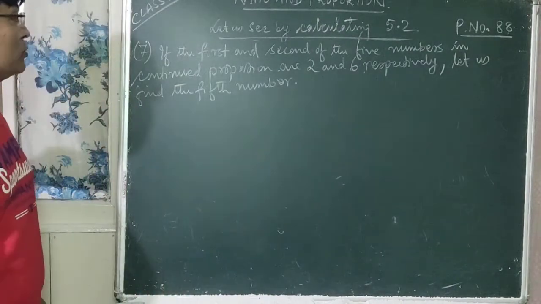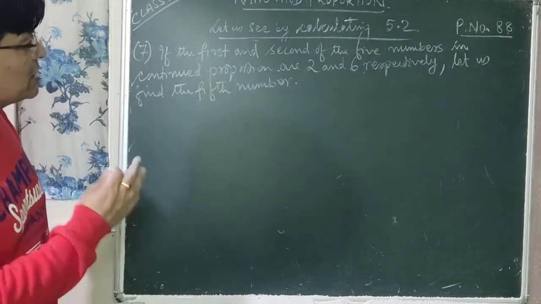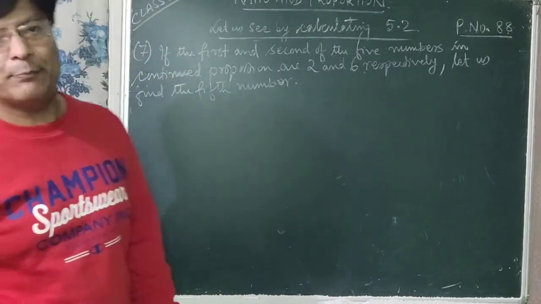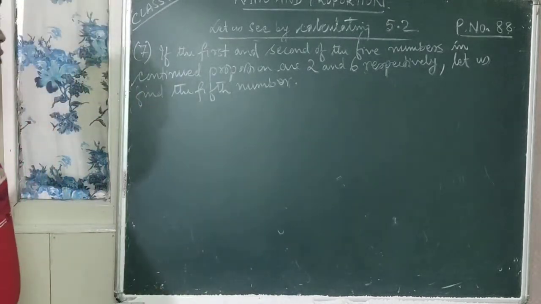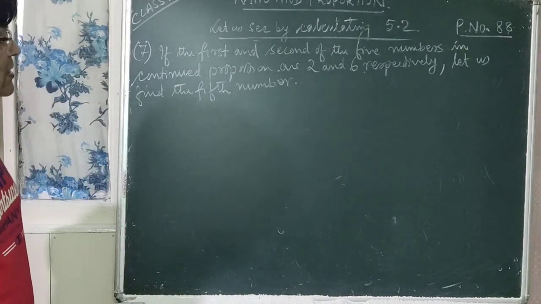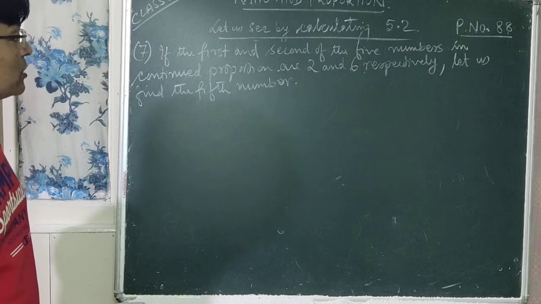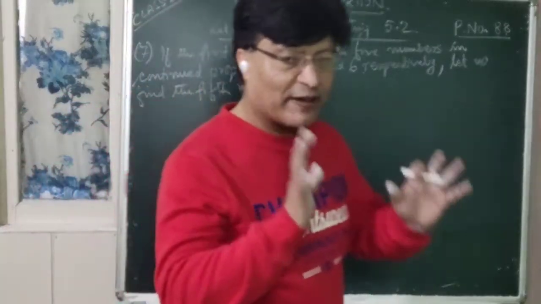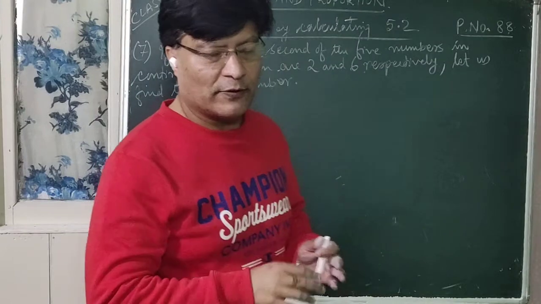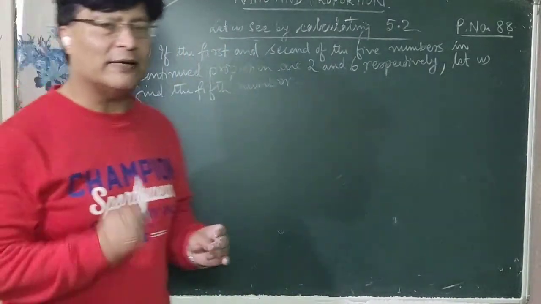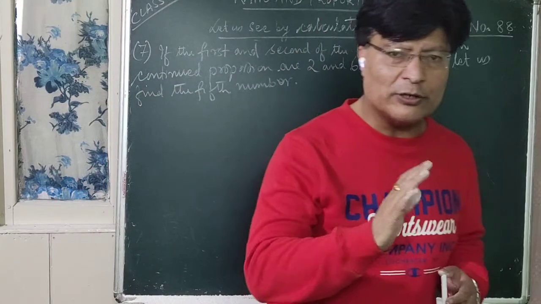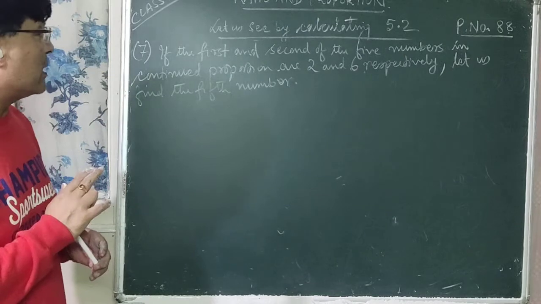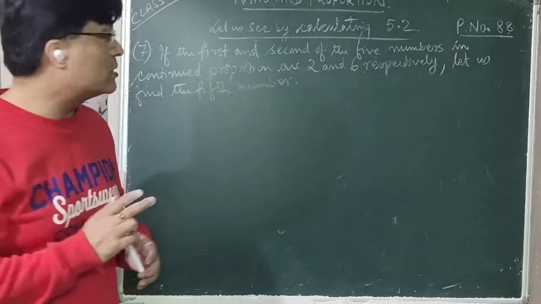Now we will do question number 7, page number 88, right? Let us see by calculating the same exercise, that is 5.2. So it is given that if the first and second of the 5 numbers in continued proportion are 2 and 6 respectively, let us find the fifth number. Actually there are 5 numbers. Five numbers, first, second, third, fourth and fifth number. All these are in continued proportion, but only the first 2 terms are given. That is, first term is given as 2 and the second term is given as 6.